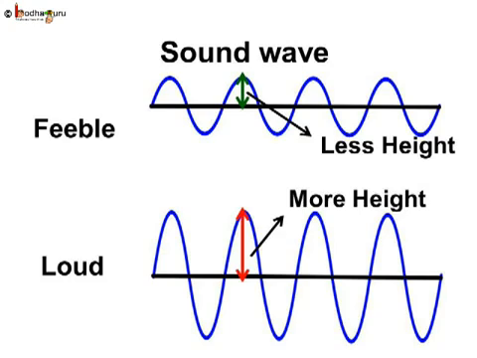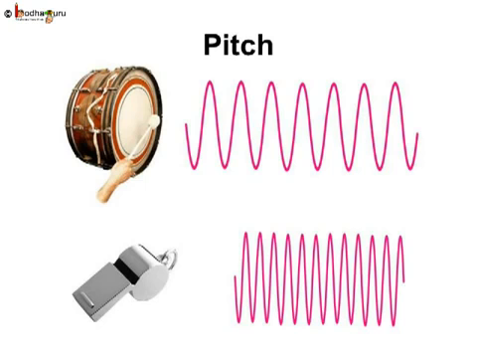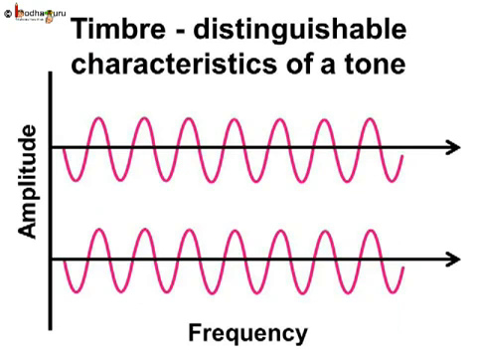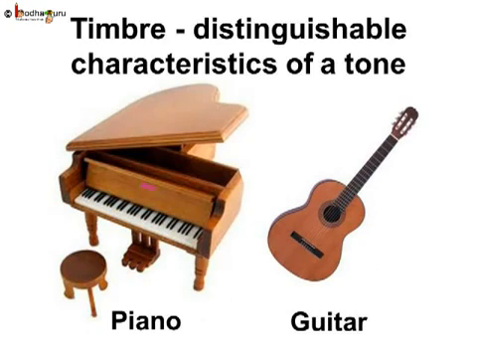Now we know sound may be loud or feeble, and even pitch may vary, that is, high-pitched or low-pitched. But how are we able to distinguish sounds which have the same pitch and loudness? Timbre is a general term for the distinguishable characteristics of a tone. Let us understand the term timbre better.